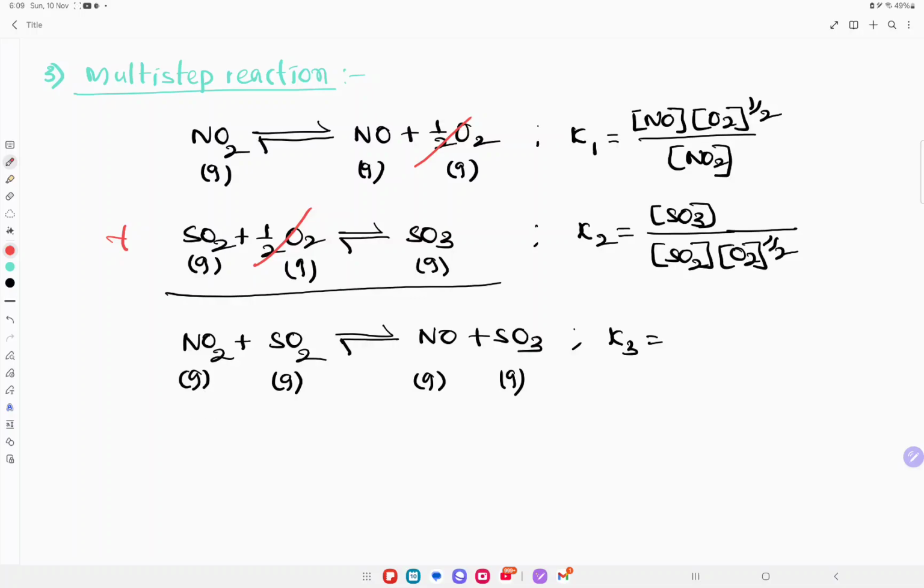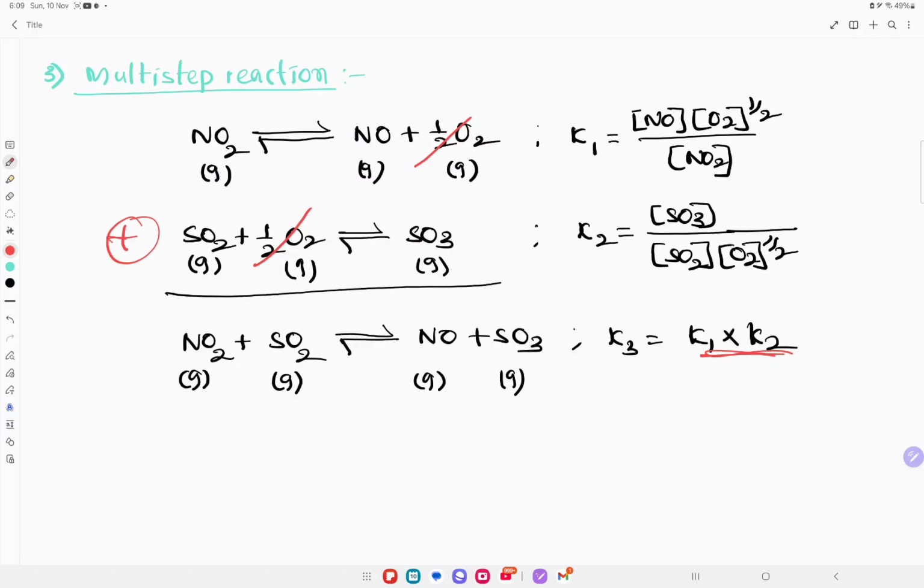So if the third equation is in the form of addition of the two equations, then the equilibrium constant for the third equation becomes K1 into K2. Equations are added, but equilibrium constants are multiplied. Remember this.